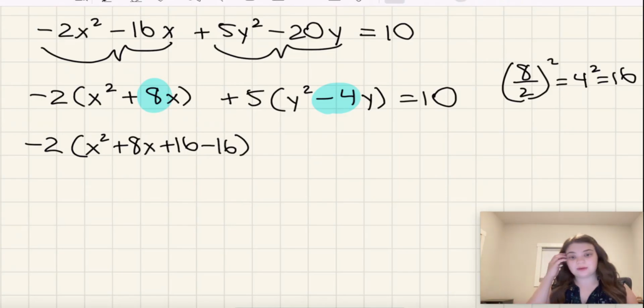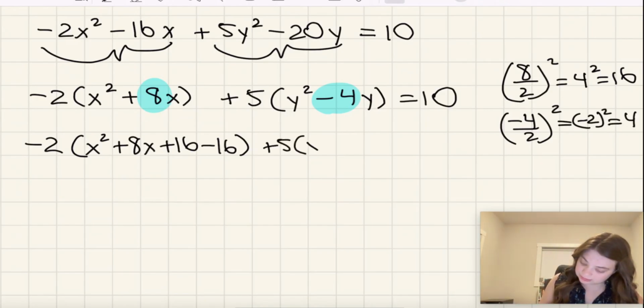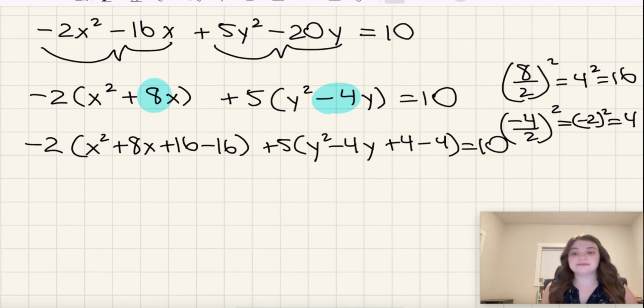Right? Because we're allowed to add a 16 and subtract a 16. That isn't going to change the value of the equation, but this is going to help us to complete the square and get this into the format that we are searching for. Okay, now let's do the same thing for -4. -4 divided by 2 squared is equal to -2 squared, which is equal to 4. So over here, I'm going to add and subtract 4. So plus 4 minus 4, and that's all equal to 10.